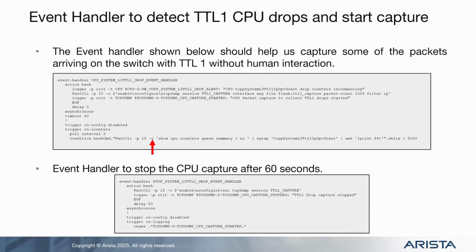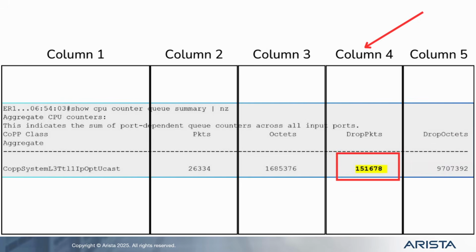The command that we're passing here is the show CPU counters queue summary type non-zero. Now we are going to be filtering the output of this command using egrep. The idea here is that we only care about the row that starts with the CPU queue name. The result of this filter we are then going to pass to awk with a simple print $4. 4 here just represents the column of the output that we just filtered. So the drop value is going to be pretty much the 4th column.